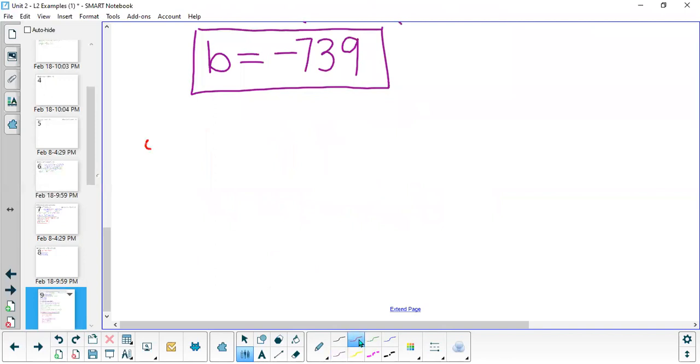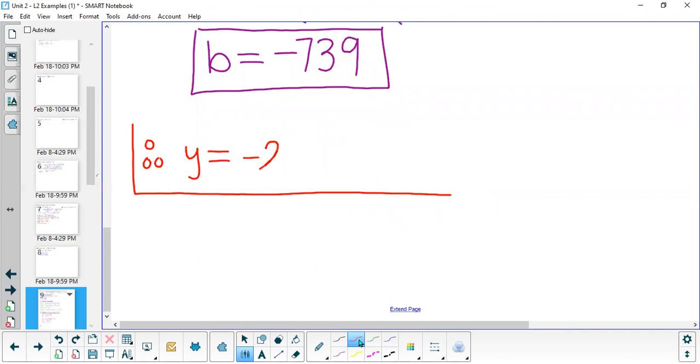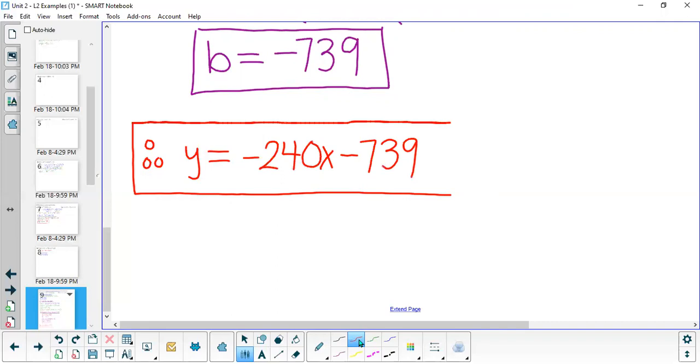So that means the final equation of the tangent line would be y is equal to -240x minus 739, which I know you're not used to such big slopes and y-intercepts, but when we talk about real world connections, the numbers either get very large or they get very small, especially with science-related problems.